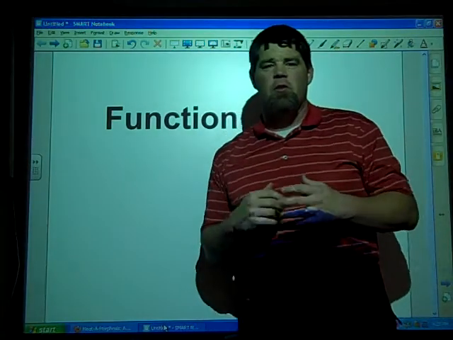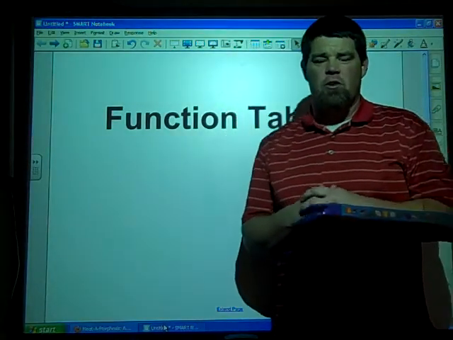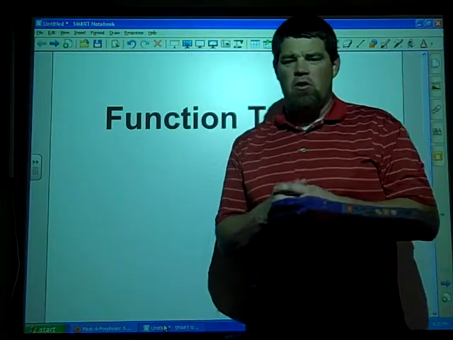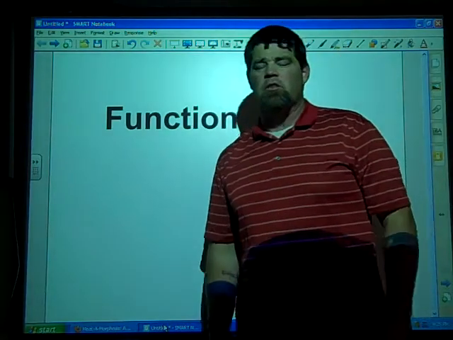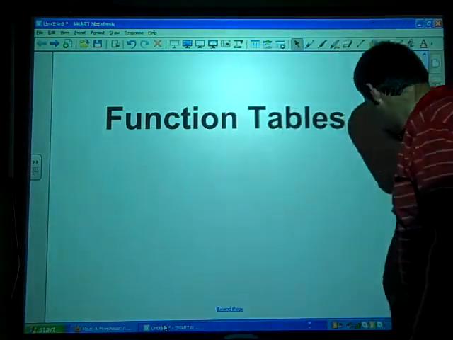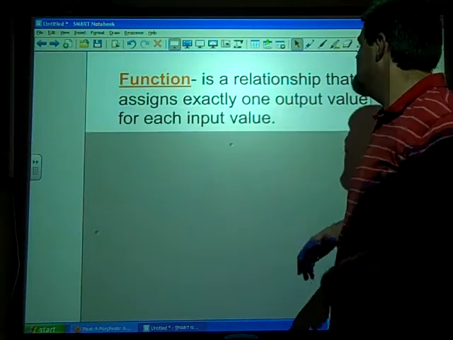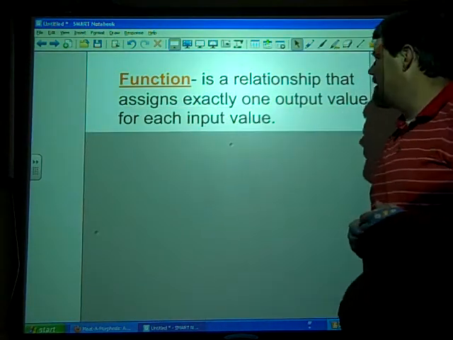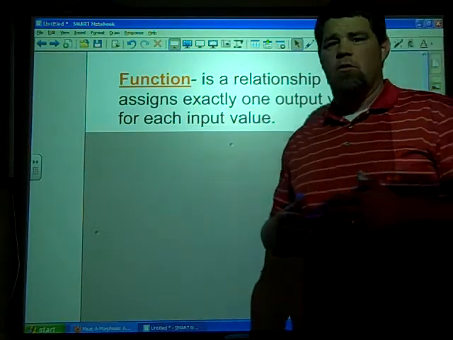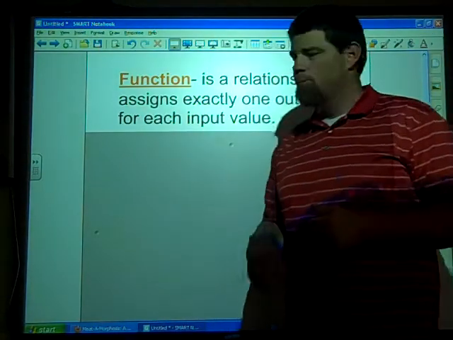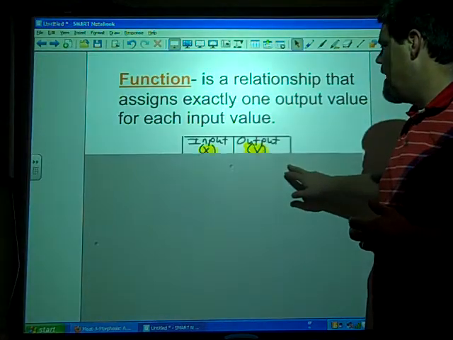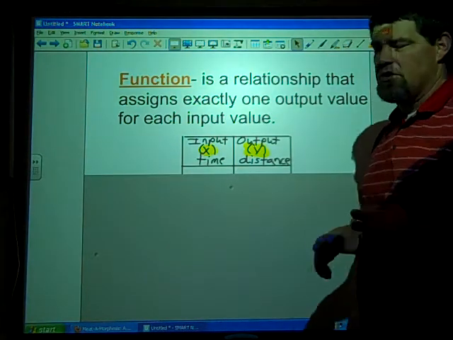Good morning, class. Today we're going to be talking about function tables, what a function table is, and how you can use it. The first thing we need to do is talk about what is a function. If we look at the definition, a function is a relationship that assigns exactly one output value for every input value. And to demonstrate that, I'm going to show you a function table.